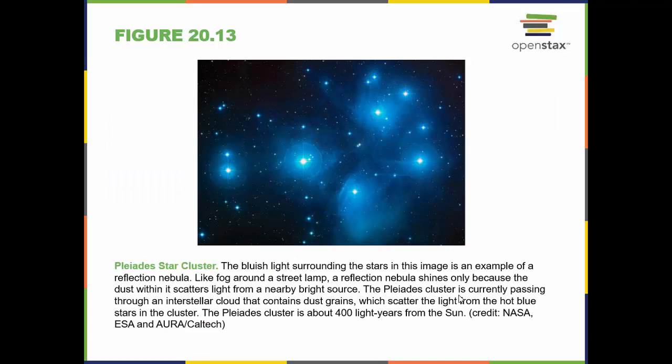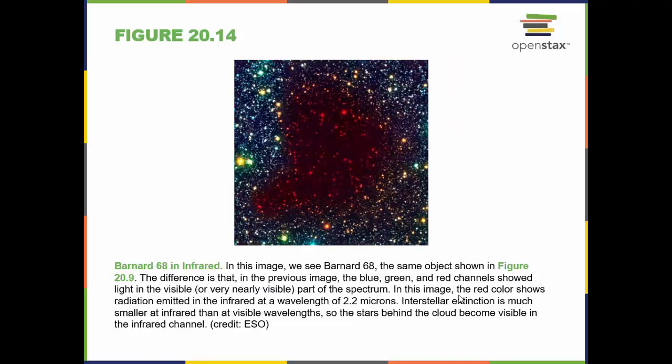If we look at this star cluster, the bluish light surrounding the stars in this image is an example of a reflection nebula. It's like fog around a street lamp, right? If you ever looked at a light through fog, you'll see that there's a cloud around it. A reflection nebula shines only because the dust within it scatters light from a nearby bright source. So this cluster is currently passing through an interstellar cloud that contains dust grains which scatter the light from the hot blue stars in the cluster.